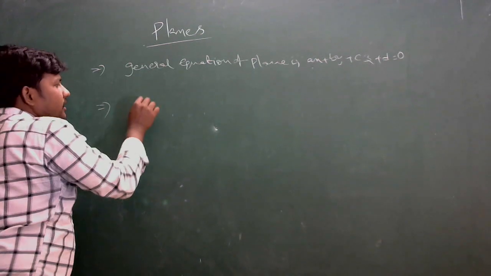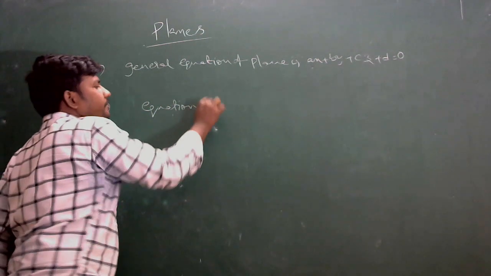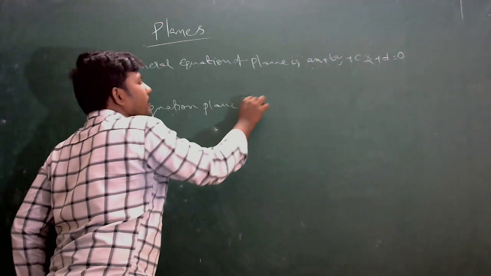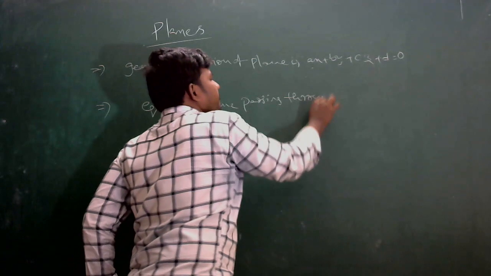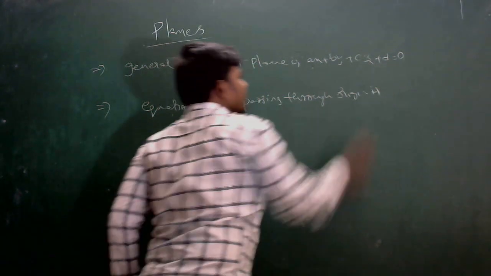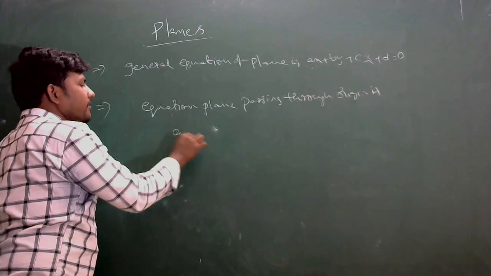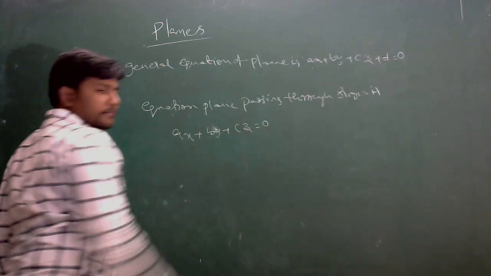Next, the equation of a plane passing through the origin is ax plus by plus cz is equal to 0.